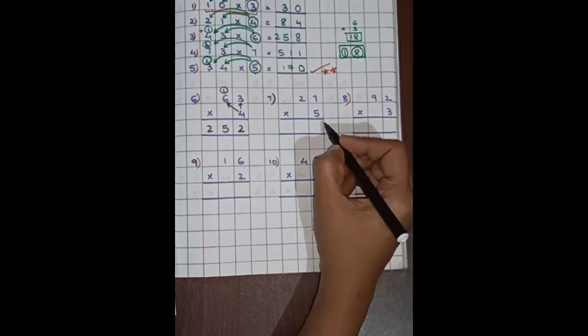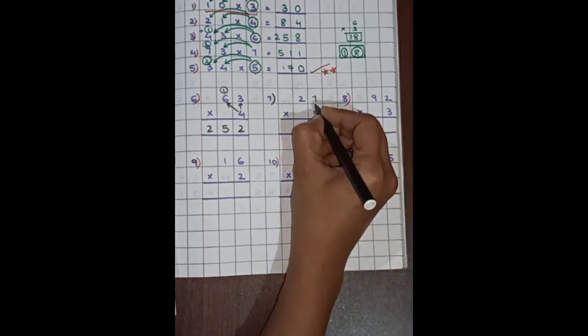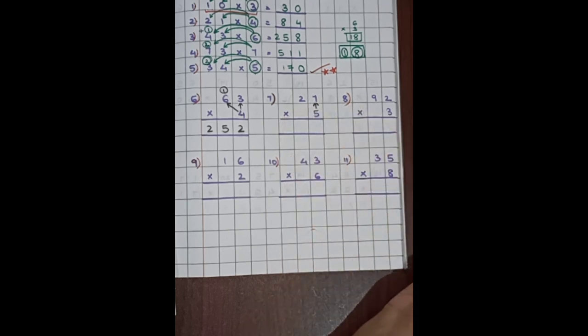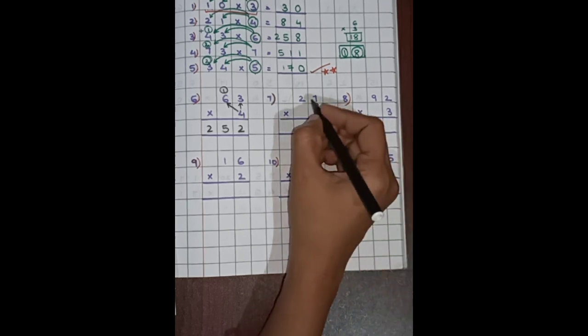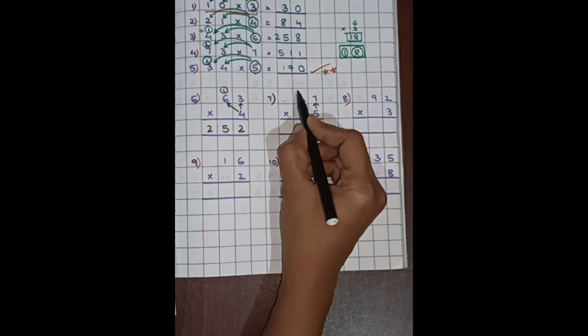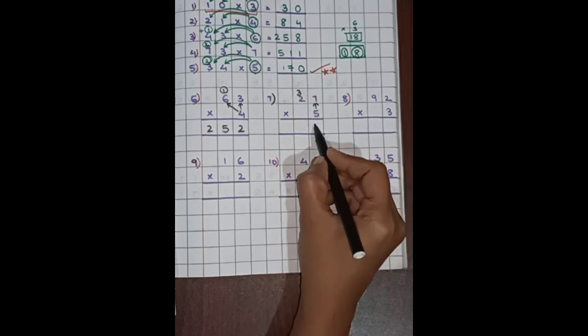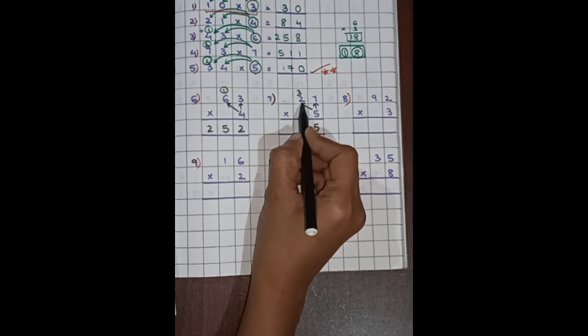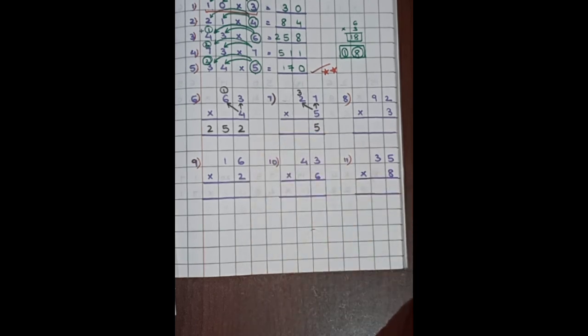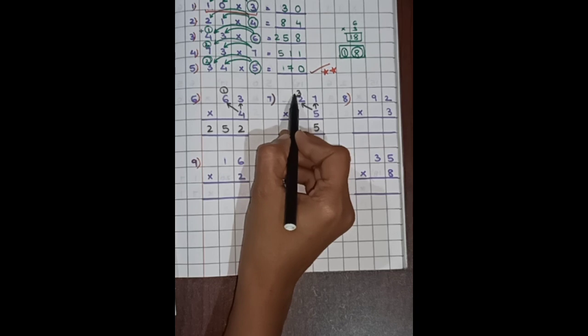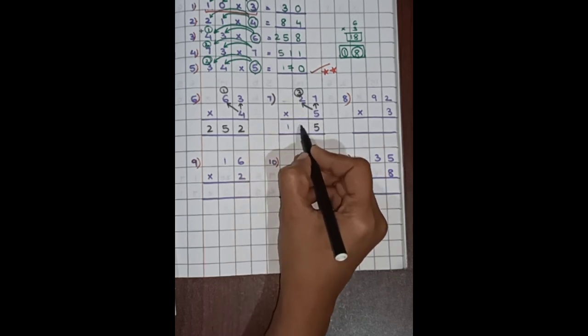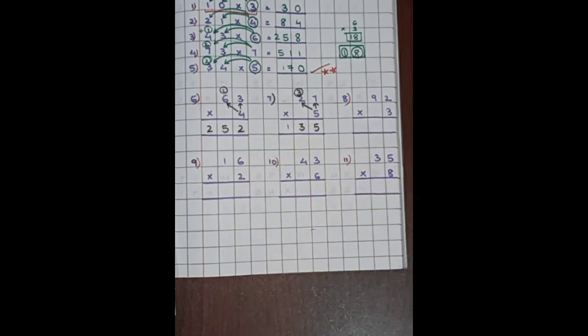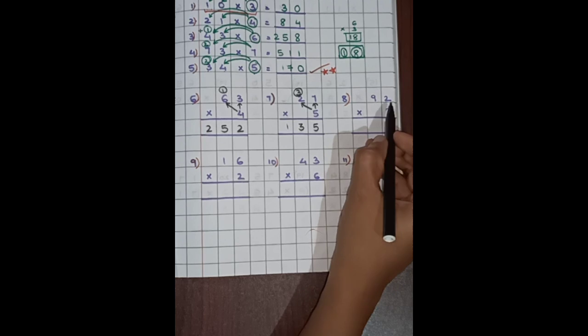Okay? Now we go to the next sum. Same way, 7 5s are. First you multiply these two. 7 5s is 35. So you will write 3 on top and 5 below. Now you go to the next digit. 5 2s is 10. Don't forget the 3. So when you add 3, 10 plus 3 will become 13.